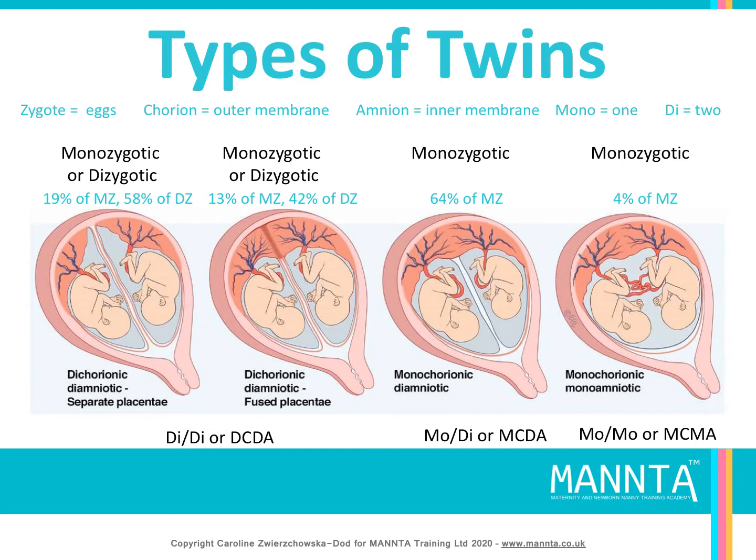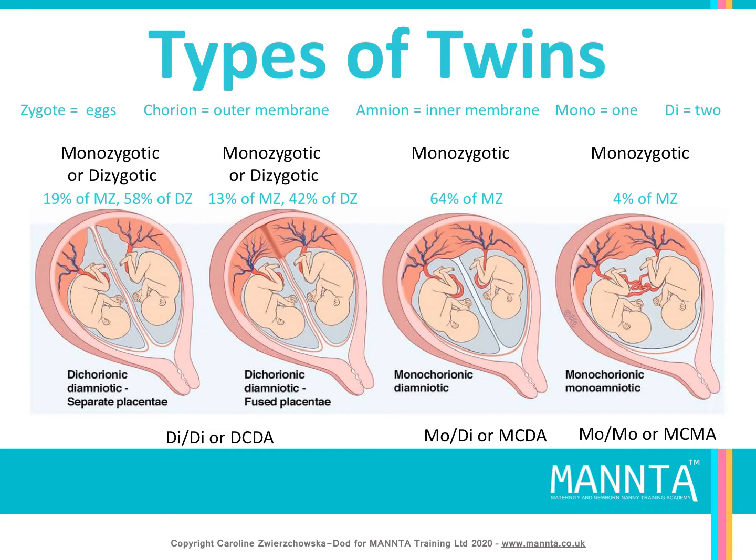Mo-di or MCDA twins share one outer sac and one placenta, but have separate inner sacs. These twins may be at risk of twin-to-twin transfusion, so will be closely monitored in pregnancy. They will always be identical.